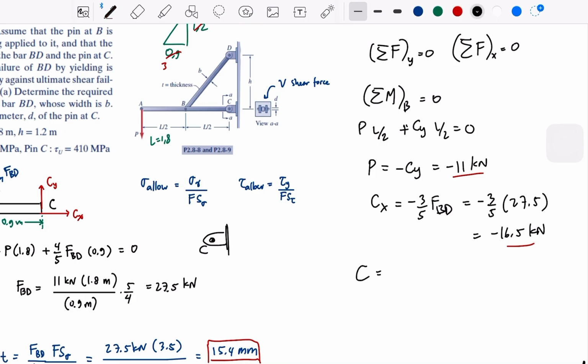So C is the magnitude of the two vectors, Cx squared plus Cy squared, and its square root. So this is 19.83 kilonewton, and this will be the shear force. Okay, this is going to be the shear force.